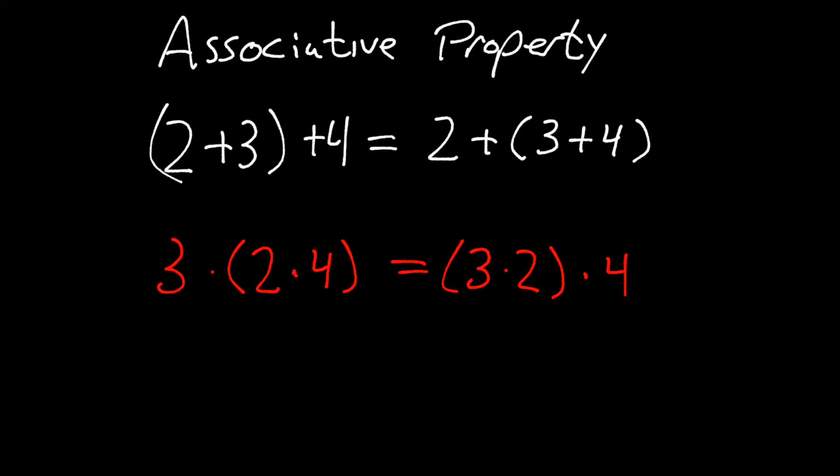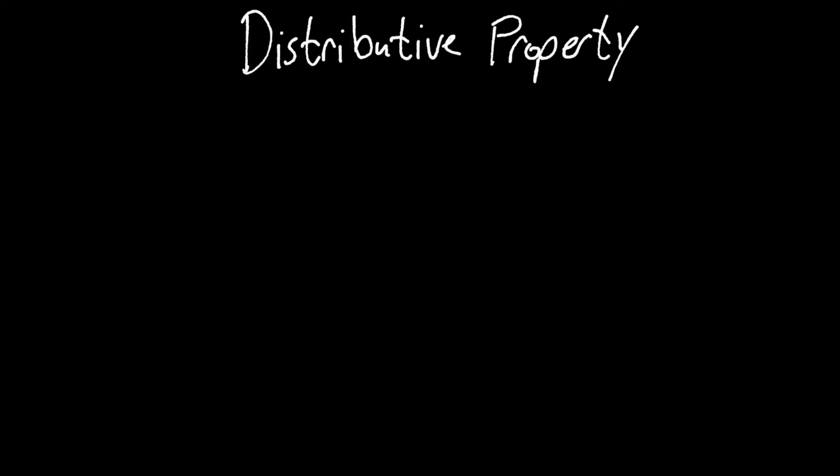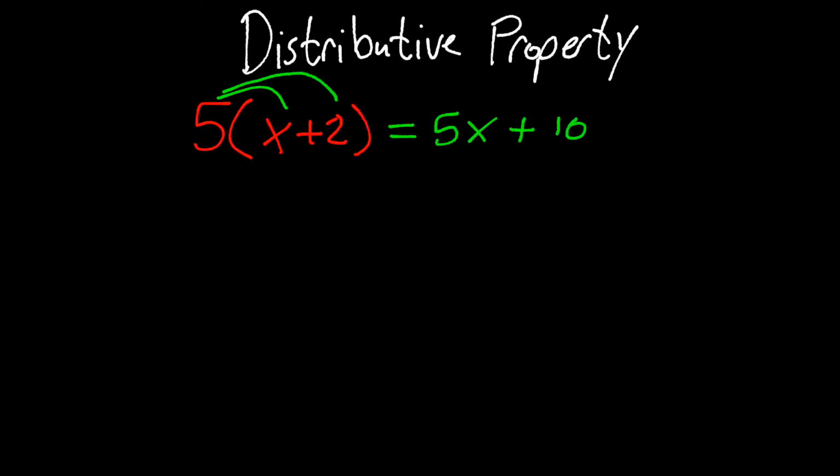Okay, and we have one more property to talk about, which is the distributive property. Now, at this point, if you're in Algebra 2, you've used the distributive property before. You should be familiar with it. The distributive property comes into play when, let's say, we have 5 times parentheses x plus 2, and we're trying to multiply this out. So we multiply the 5 times the x and the 5 times the 2, and we get 5x plus 10.